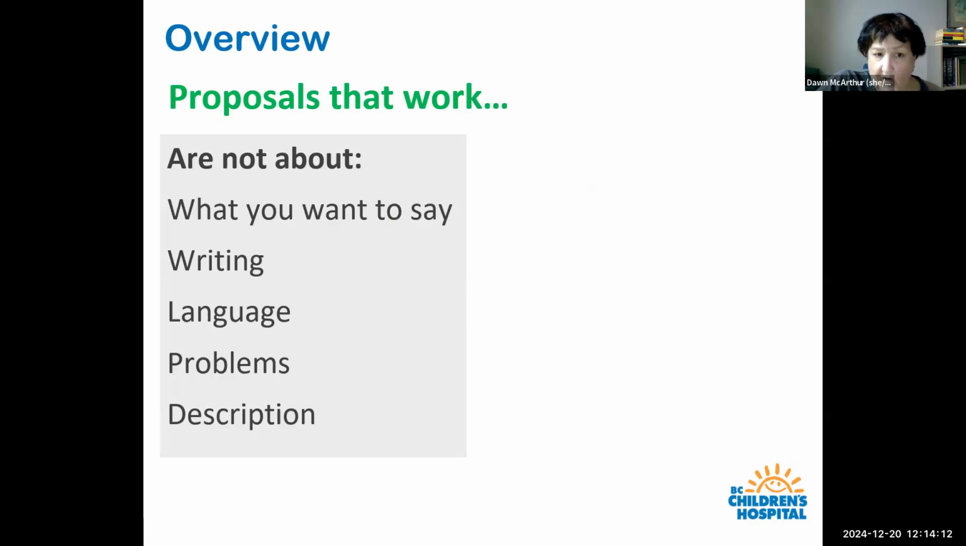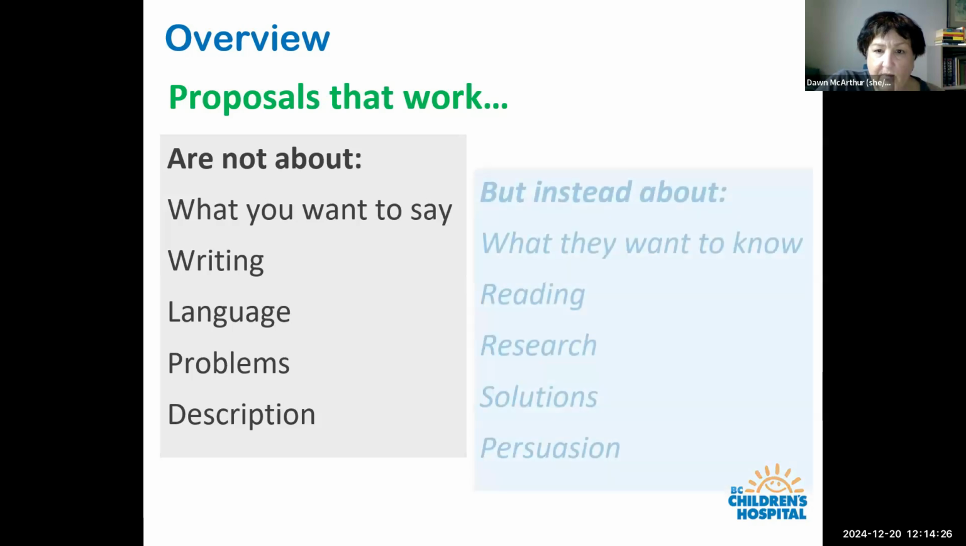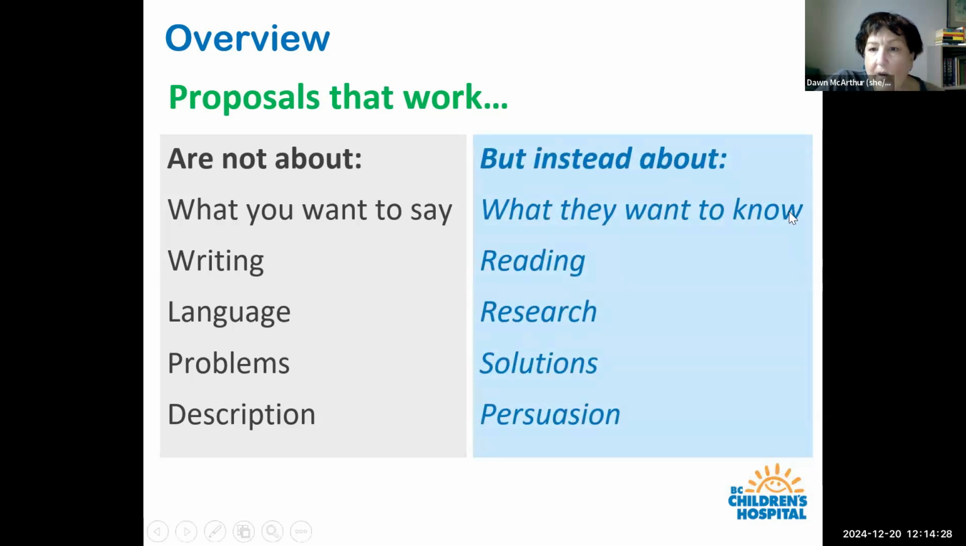Ultimately, proposals that work are not really about your side of that balance. They're not really about what you want to say. They're not really about writing or language. So you'll notice that I tend to avoid saying grant writing. They're not about problems or descriptions of things. They're about the flip side. They're about what do they want to know?